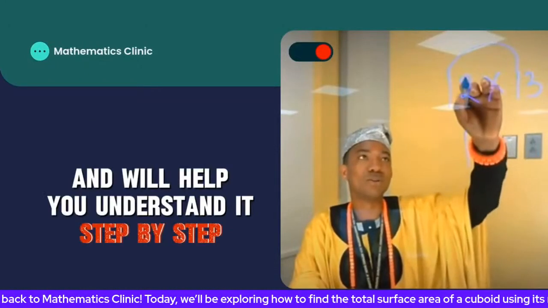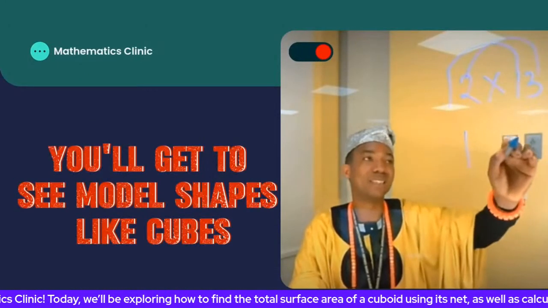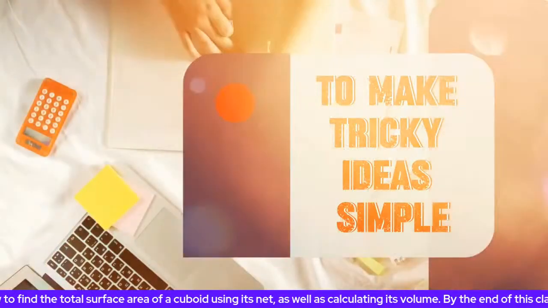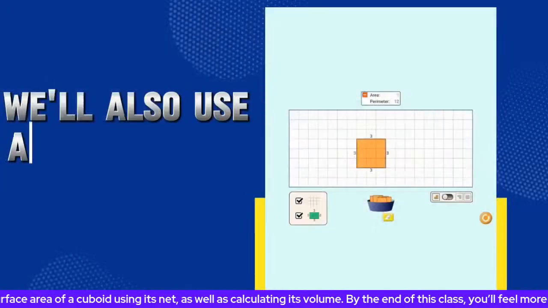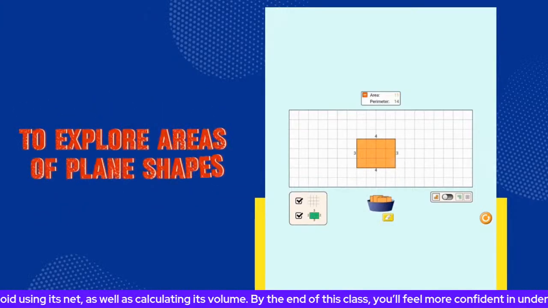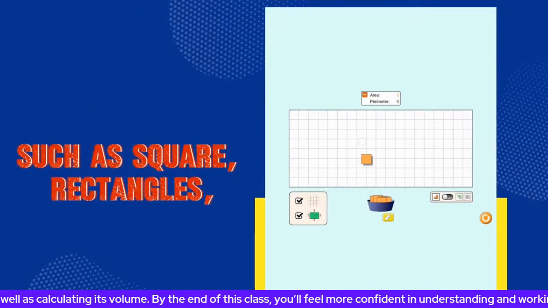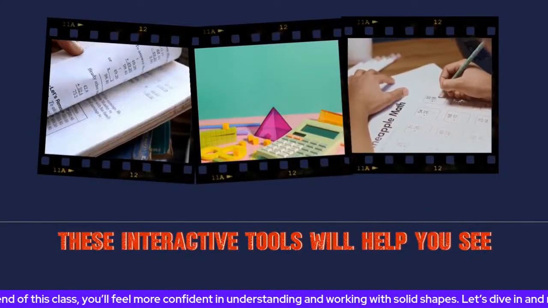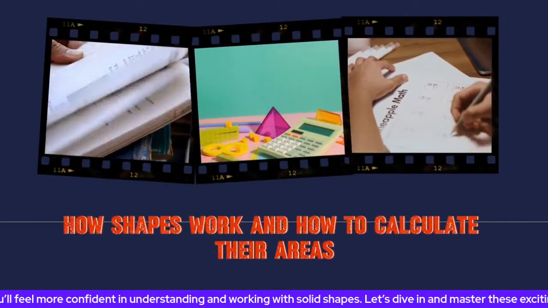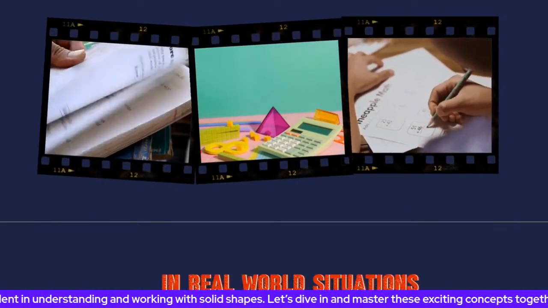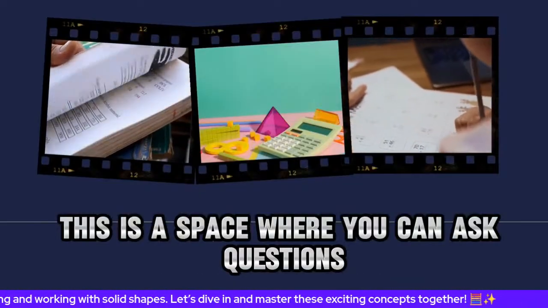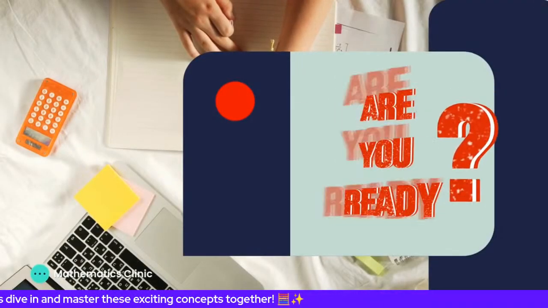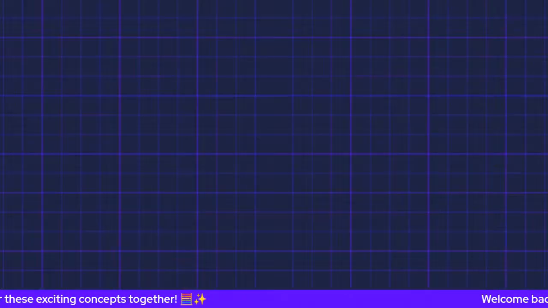And we'll help you understand it step by step. You'll get to see model shapes like cubes, spheres, cones, and more to make tricky ideas simple. We'll also use amazing tools like PhET simulations to explore areas of plane shapes such as squares, rectangles, circles, and triangles. These interactive tools will help you see how shapes work and how to calculate their areas in real-world situations. This is a space where you can ask questions, try new things, and learn in a fun way. Are you ready to discover how awesome math can be? Let's get started.